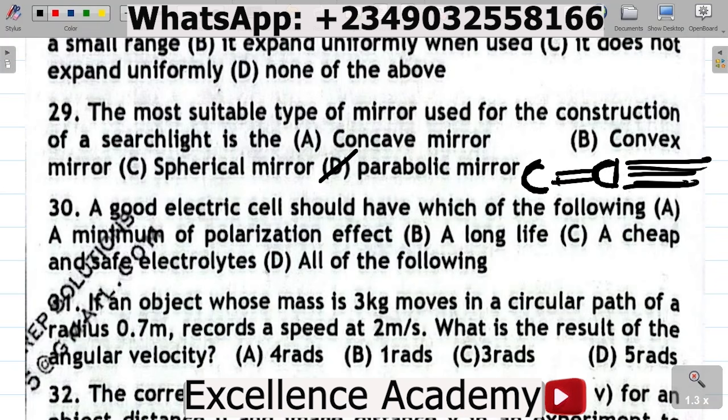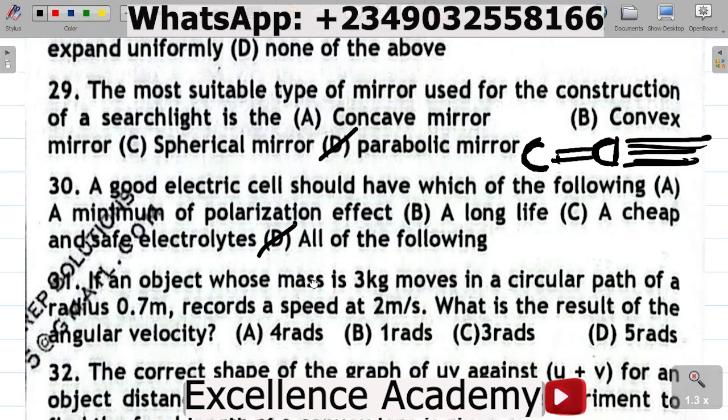So the answer here, as we said previously, is all of the above. This question is actually repeated. All right. Yes, so we said a good cell should, of course, have a minimum of polarization effect. And of course, it should last long. That means it should have a long life. And of course, the material should be cheap. And while it is cheap, it should not be hazardous. That means it should be cheap and safe, or you should have cheap and safe electrolytes. That means the correct answer is all of the following, or all of the above.